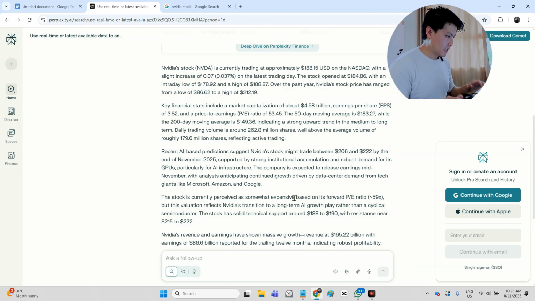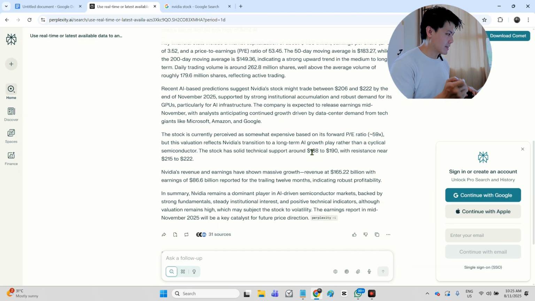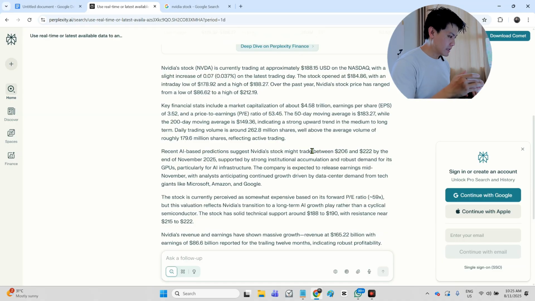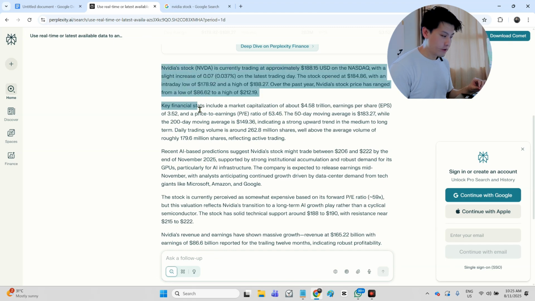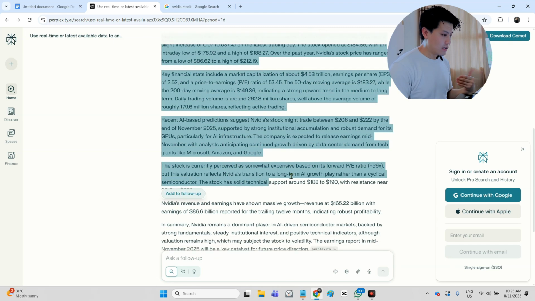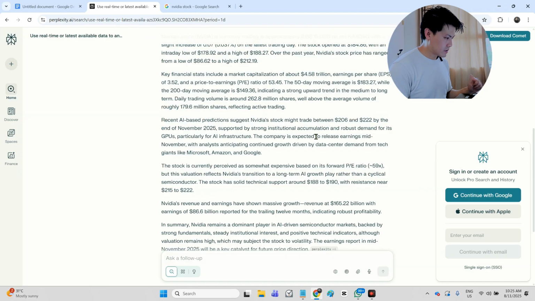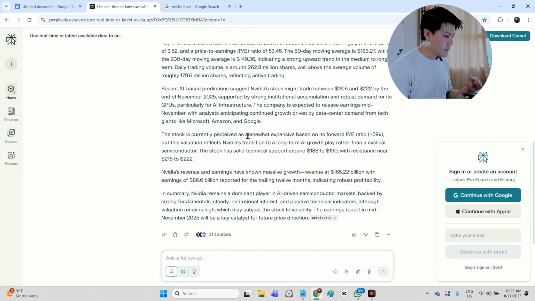What's much more important is that the language or the text that Perplexity is using is very easy for me to understand. I'm not an investment expert. I'm not a financial analyst or whatnot. So it's very important that the outputs given by the GPT are easy for me to understand. If there are too many jargons, it's tough. So yeah, everything is pretty good. The stock is currently perceived as somewhat expensive based on its forward PE of 59x, but this valuation reflects NVIDIA. Pretty good. Let's go for the next one.